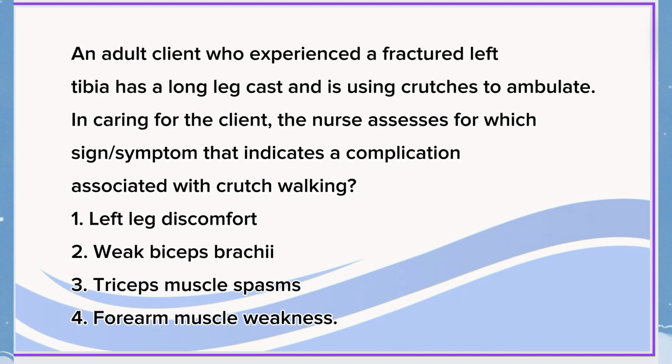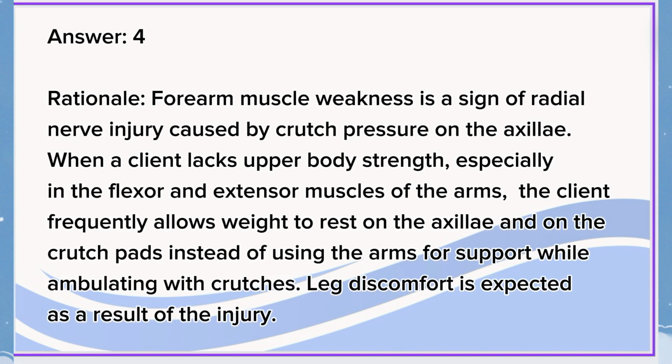An adult client who experienced a fractured left tibia has a long leg cast and is using crutches to ambulate. In caring for the client, the nurse assesses for which sign or symptom that indicates a complication associated with crutch walking. 1. Left leg discomfort. 2. Weak biceps brachii. 3. Triceps muscle spasms. 4. Forearm muscle weakness. Answer 4.